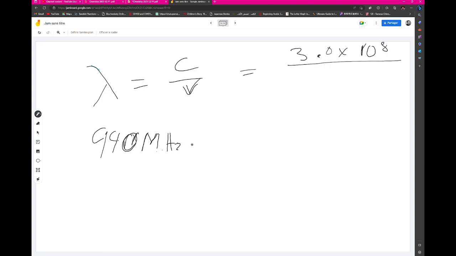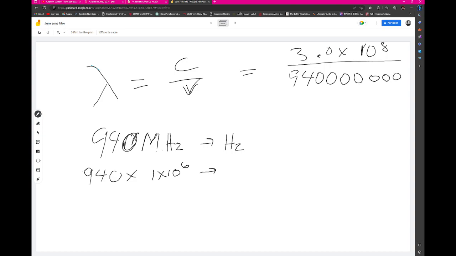And remember, we need to convert this to hertz, right? Remember the prefix mega means 1 million. Therefore, in order to convert it to hertz, we must have 940 times 10 to the 6th power, or 1 million. So we're going to have 940, 1, 2, 3, 4, 5, 6 divided by that.